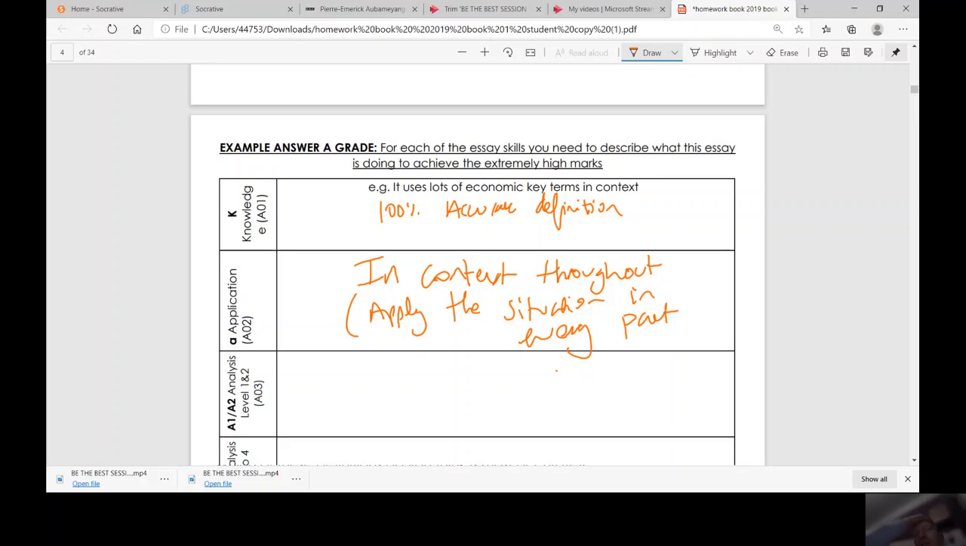So weaker answers tend to give a definition, then they tend to list lots of examples at that point, and then the analysis for and against doesn't really mention the market anymore, and the conclusion doesn't mention the market anymore. It just turns into pure economic theory.